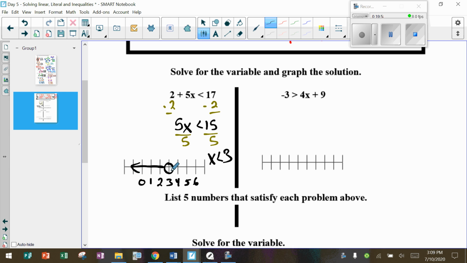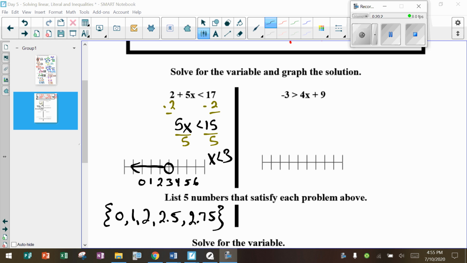I can pick any numbers that are smaller than 3. So it says list 5 numbers: 0, 1, 2, that's 3 numbers. 3 does not work, so I can use 2.5 because it's still smaller than 3. 2.75 is still smaller than 3. There's my 5 numbers. They don't have to be whole numbers. It's okay to use decimals.